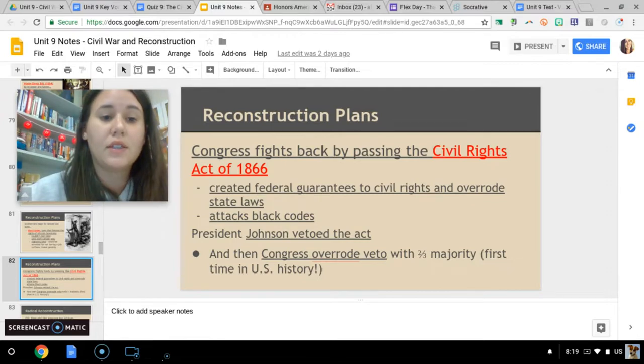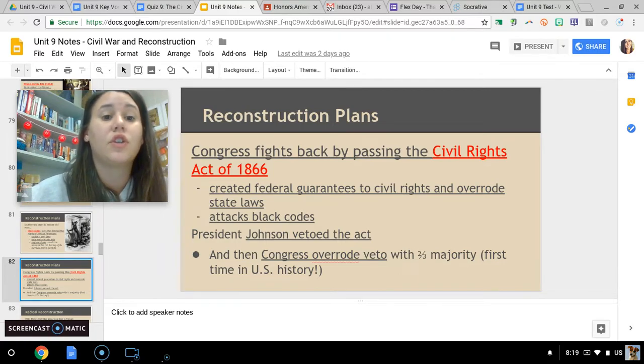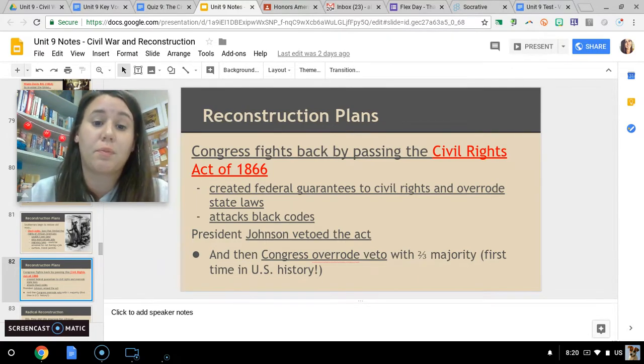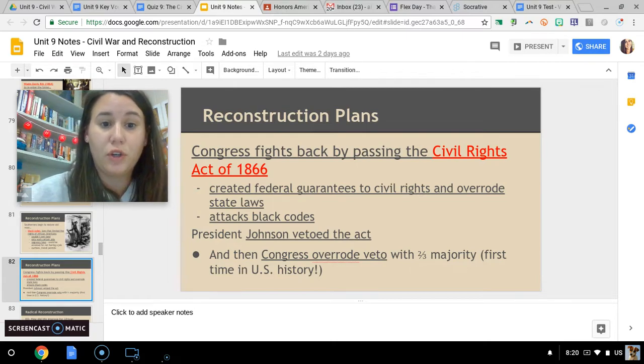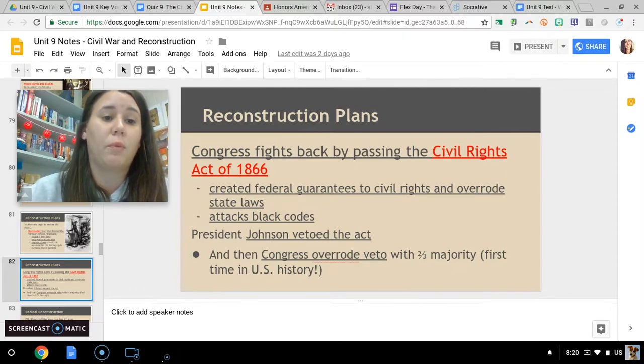However, because the South has not rejoined, the Republicans have an overwhelming majority in Congress. So they are able to override the president's veto with a 2/3 majority for the first time ever in United States history. So the Civil Rights Act does become law, and at least for right now, there will be federal guarantees to civil rights protecting those rights of African Americans.